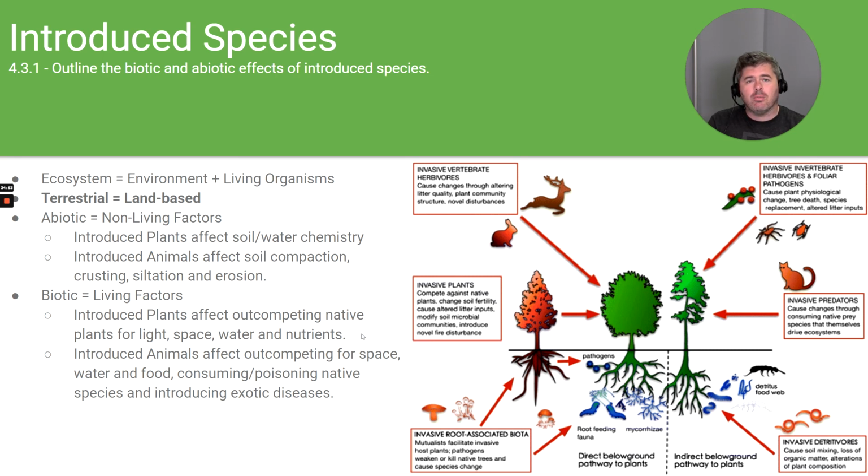Again, our willow tree as an example. Introduced animals competing for space, water, and food, consuming and poisoning native species and introducing exotic diseases. Cane toads, perfect example. Cane toads naturally secrete a toxin from their skin. Now, if another native predator, for instance, let's say a dingo, tries to eat them, it'll kill them. So native species who try to eat the cane toads will die off, whereas the cane toads themselves will continue to breed and multiply constantly.